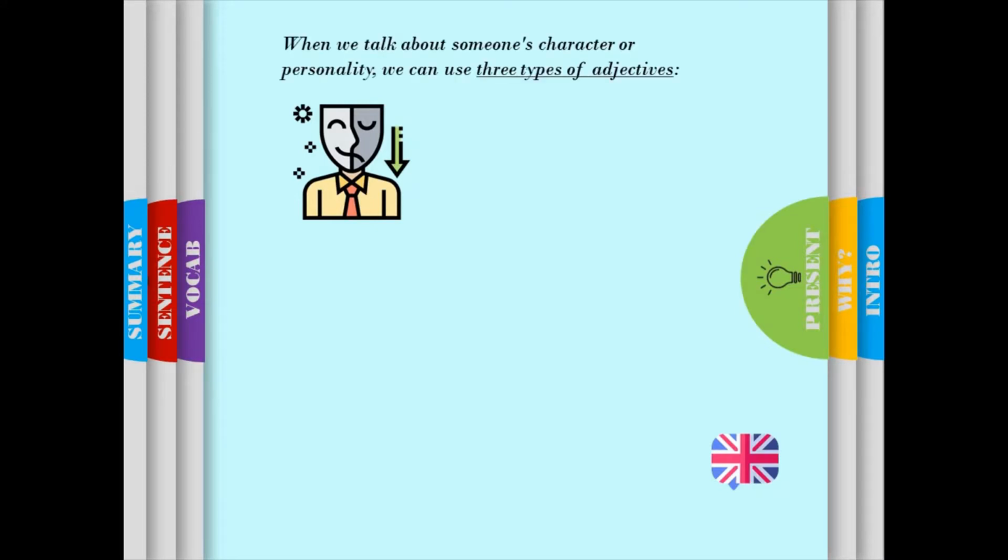When we talk about someone's character or personality, we usually use three types of adjectives, three categories. Okay, the first one is the positive category. The second one is the neutral category. And the third one is the negative category. So positive, neutral, negative. Let's start with positive.